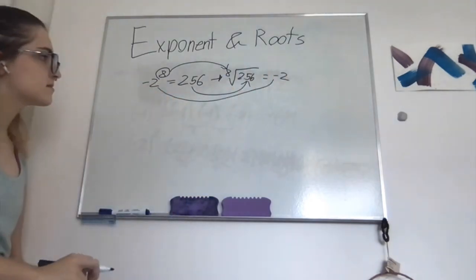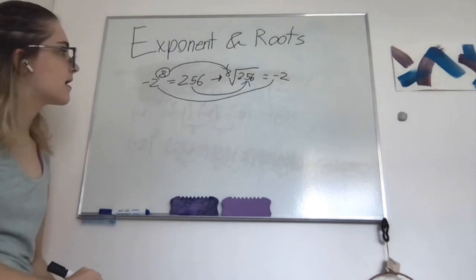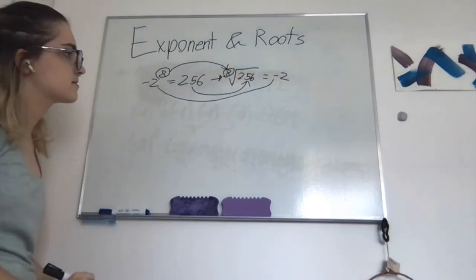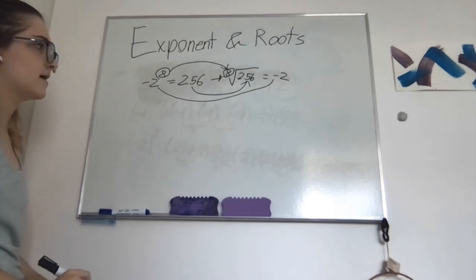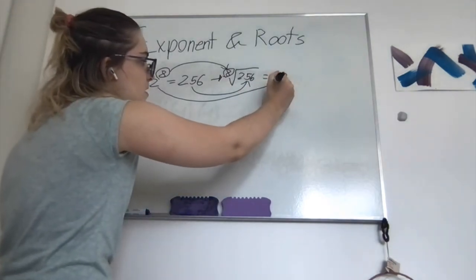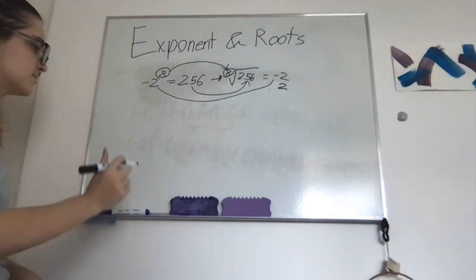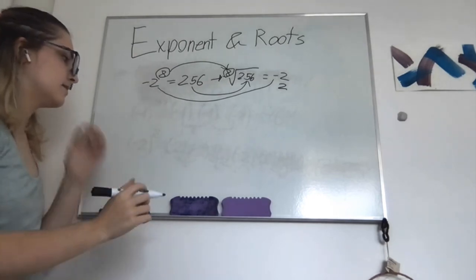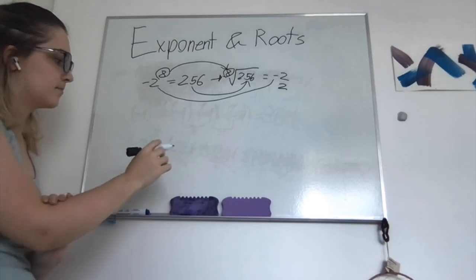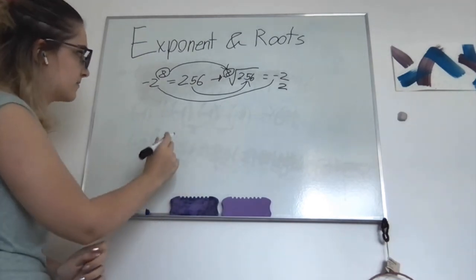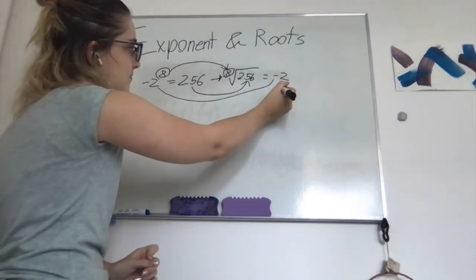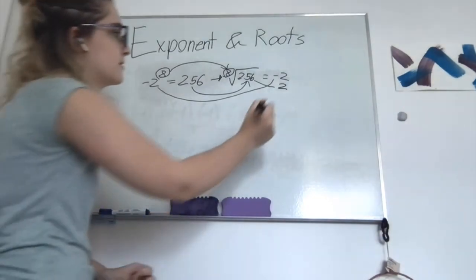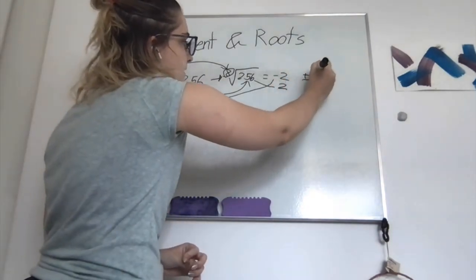But it's important to understand, for answers that have an even index, this answer can also be a positive 2 as well, because as we mentioned earlier, because of the multiplication rules, the negatives cancel out, but the positive answer will still give the same 256. So the answer is positive or -2.